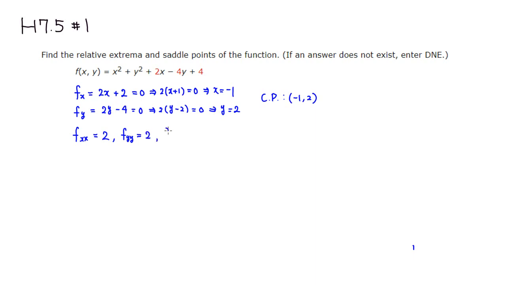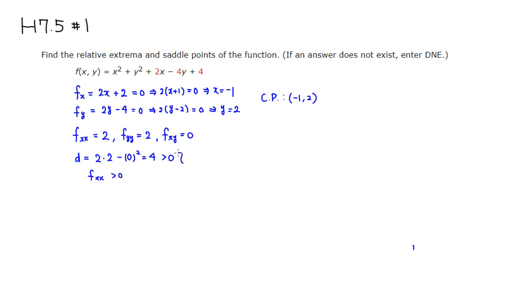How about the mixed partial? We have to take the partial of 2x plus 2 with respect to y, and in this case it's actually 0. So from here, D is equal to 2 times 2 minus 0 squared, which is 4. All we care about is that it's positive. Also, the second partial with respect to x is 2, which is positive.